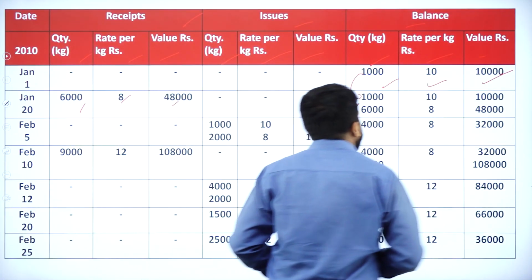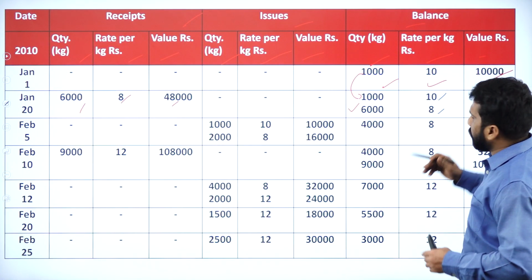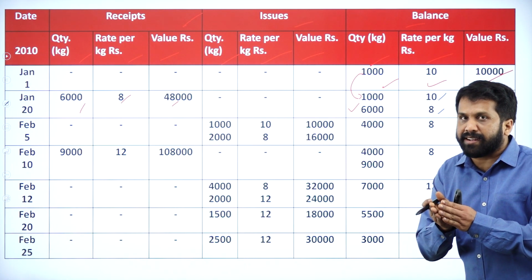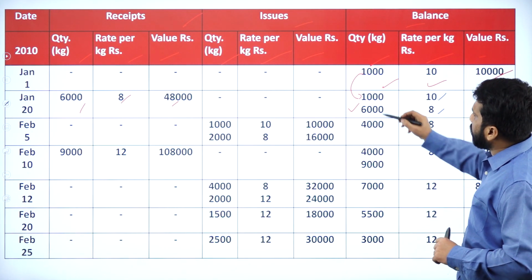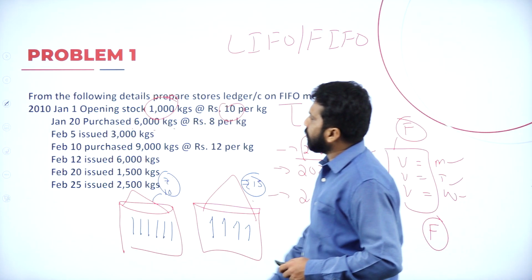Similarly, this is 10 rupees, this is 8 rupees. You cannot merge them. You have to write them separately. Purchases keep on adding.